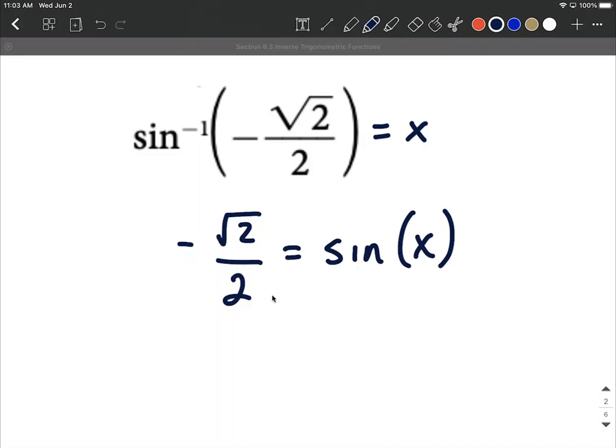Now, the square root of 2 over 2 is a pretty common ratio to come out. What we should be thinking is, well, let me see, that comes out when we plug in 45 degrees, or in radian measure, pi over 4.